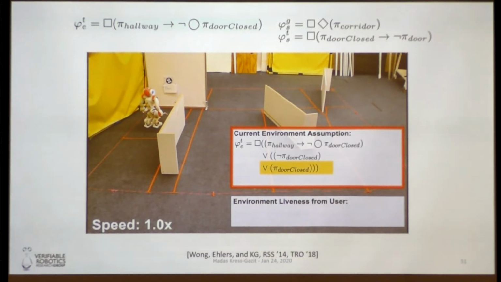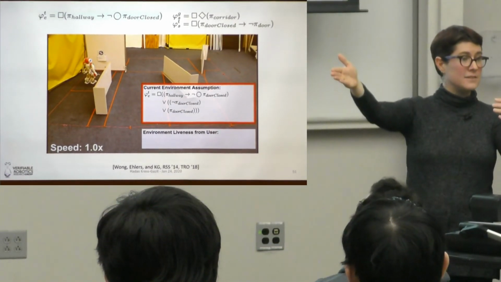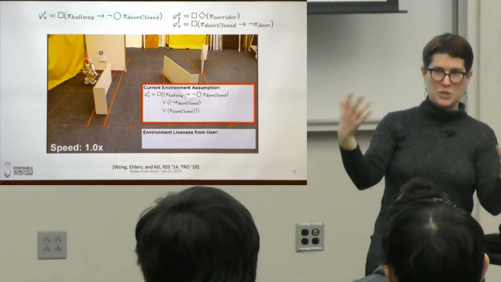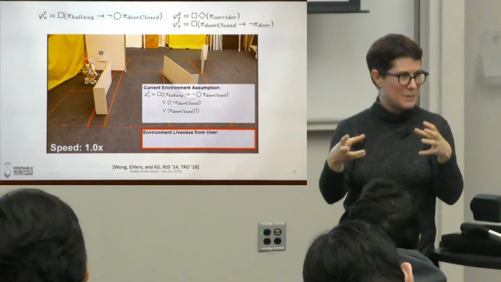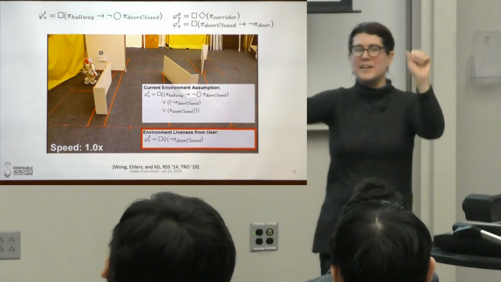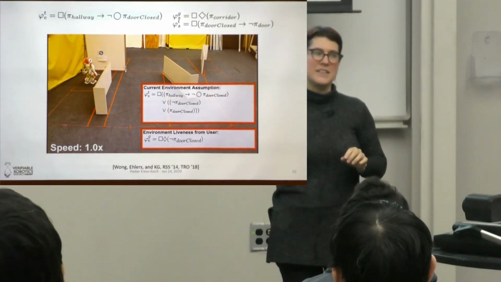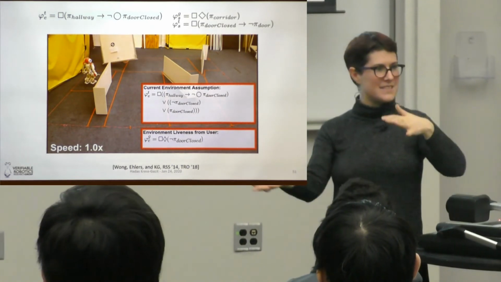Now in this case, there's nothing I can do to resolve it. I cannot synthesize, because if the door is closed forever, I can't accomplish my task. So now I can go back to the user and say, you know what, here's my problem. If the door is closed forever, I can't do this. Is there any assumption you can give me about liveness, about something that will eventually happen? So the user can say, you know what, don't worry, eventually it's going to be open. So if it's eventually going to be open, now we can continue to execute. Okay, so we're modifying the assumptions.